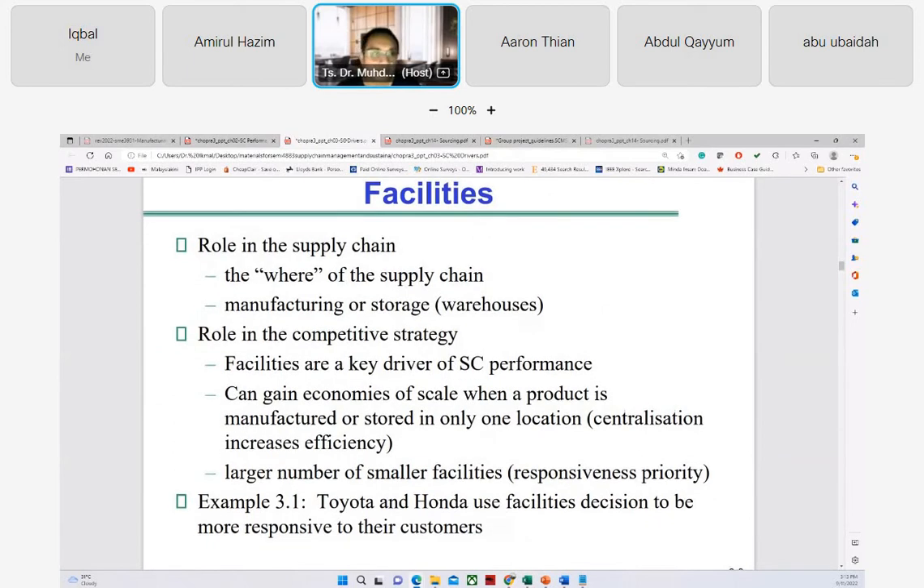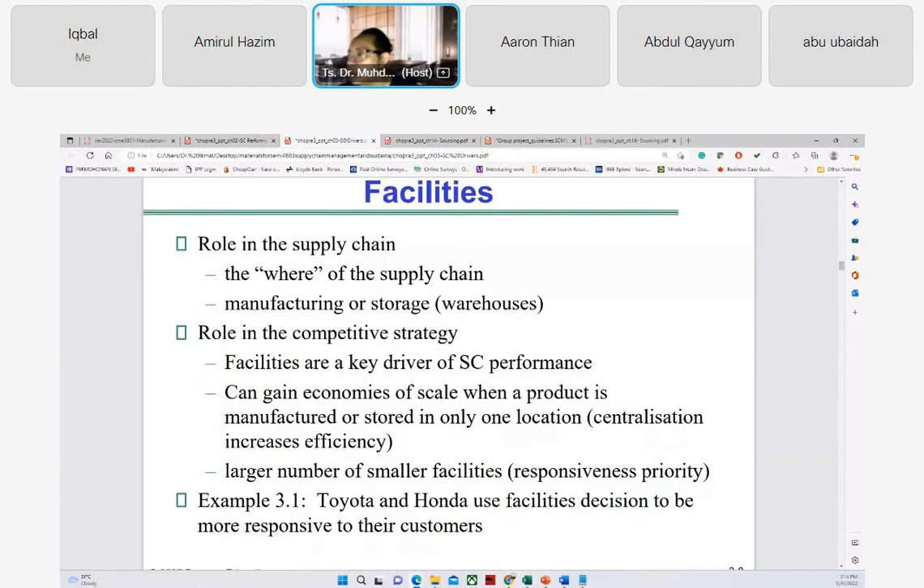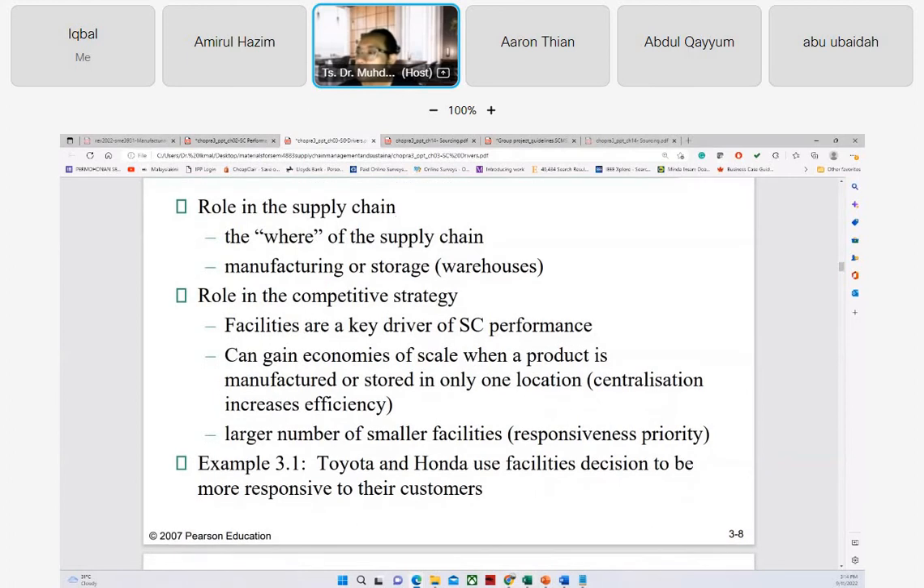So, any question so far, guys? Alright, okay, thank you Amirul. Tak ada soalan. Tak ada soalan ni mesti score ni kalau mesti test satu ni.